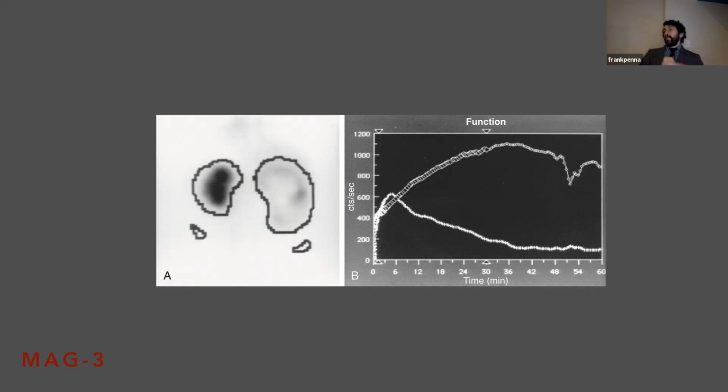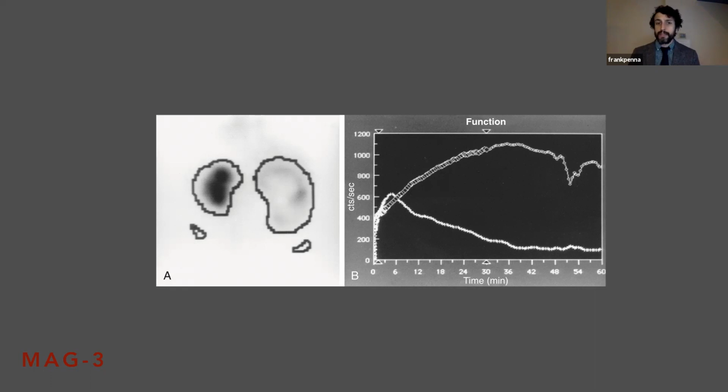And then that MAG3 gets into the collecting system, and then we measure how quickly the MAG3 gets down to the bladder, and we can actually measure a T-half, or half-life. If you can see the image on the right, the two curves, you can see a normal kidney would peak and then drain, like the lower curve, and that's a normal drainage curve.